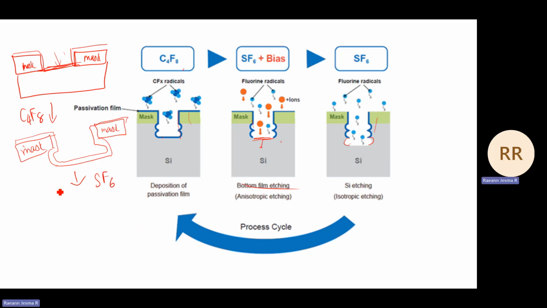etching happens, this protective polymer will remain as such. However, here it would have etched again isotropically, so we'll have formation of something like this. The sidewalls after etching will appear like this. These are called scallops. This is one characteristic feature of the Bosch DRIE process, due to the cycle which has a polymer deposition step and an etching step.